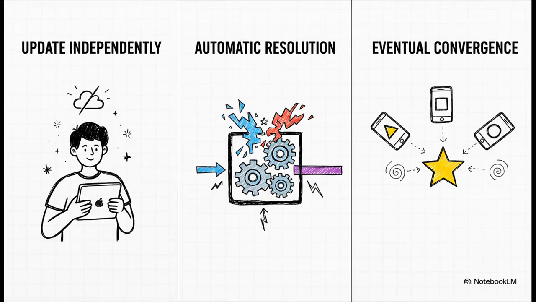So CRDTs basically have three superpowers. First off, anyone can update their own local copy of the data whenever they want, even if they're offline. The system is optimistic, meaning it just says, sure, go for it. We'll figure it out later. Second, there's a built-in mathematical magic that automatically sorts out any conflicts. No need to ask a central server what to do. And third, this is the big one. They guarantee something called eventual convergence. That's a fancy way of saying, sooner or later, everyone's copy of the data will end up looking exactly the same.